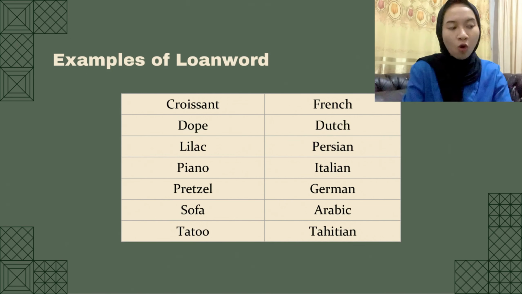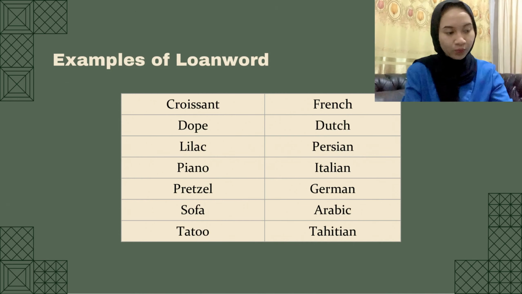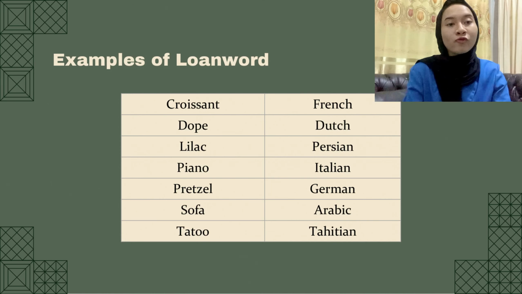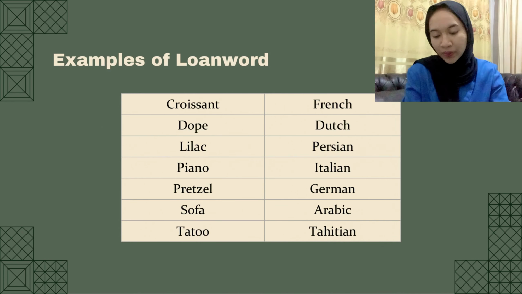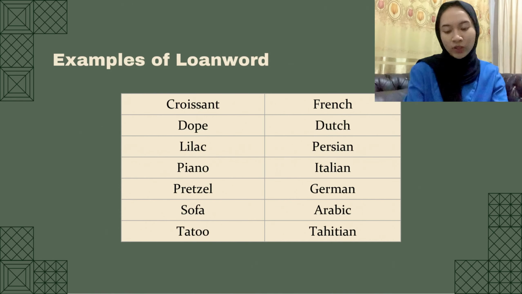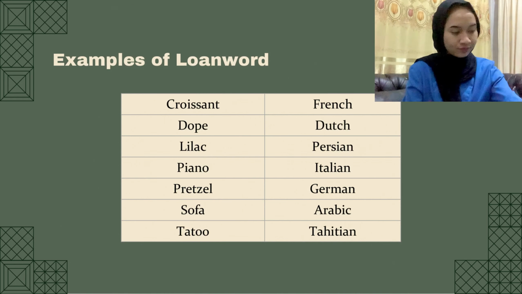Examples of loan words. In English, the word croissant is a French word that has been borrowed. The next is job, which has been borrowed from Dutch, lilac has been borrowed from Persian, piano has been borrowed from Italian, pretzel from German, sofa from Arabic. The word tattoo has been borrowed into English from Tahitian.